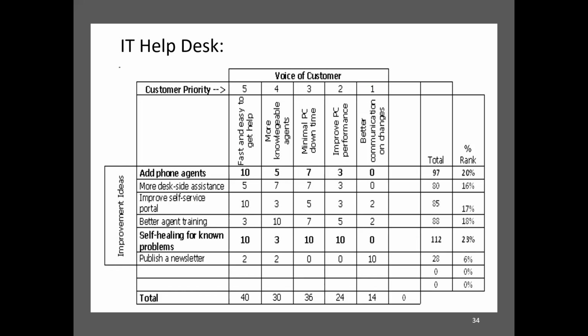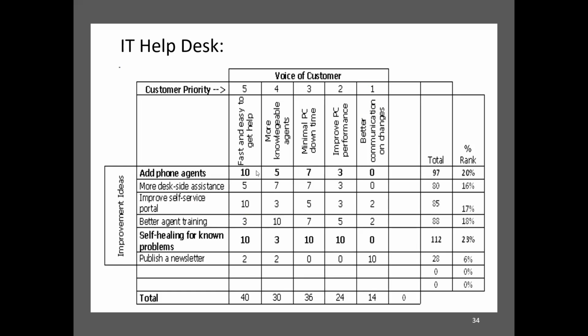So here's some improvement ideas. You could add some phone agents, have more help. I could have more desk side assistance. I could improve the self-service portal, where people can go and help themselves. I can train my agents better. I can have the thing self-heal. I could publish a newsletter once a month with everything you want to know about your IT. And then you basically take each of those and say, all right, let's rank them from 1 to 10.